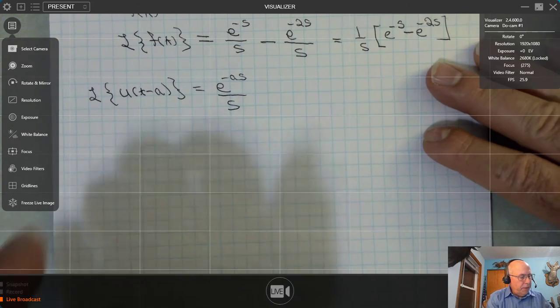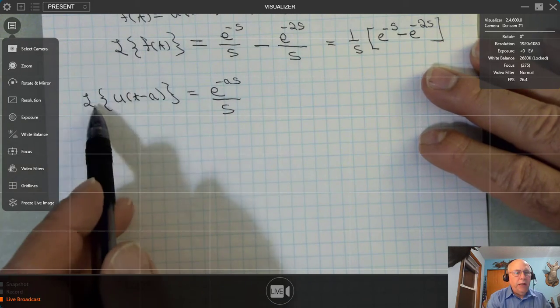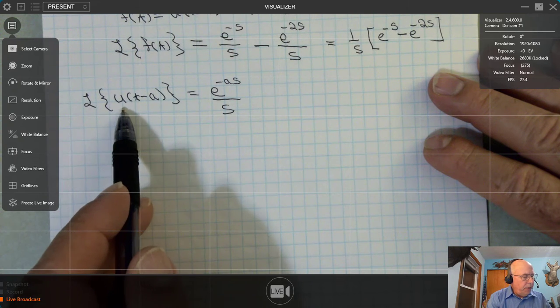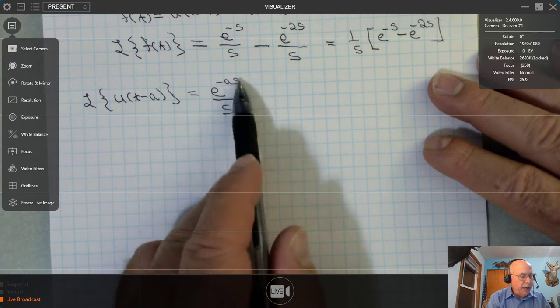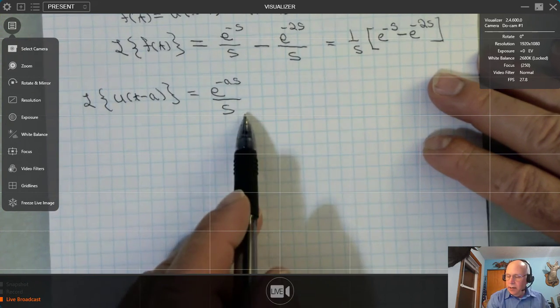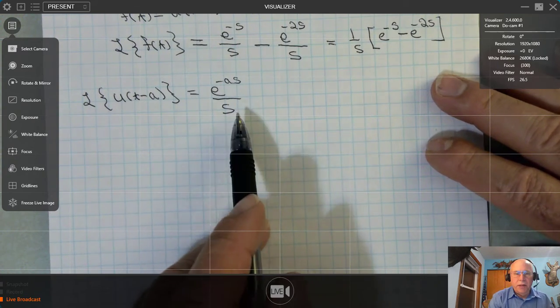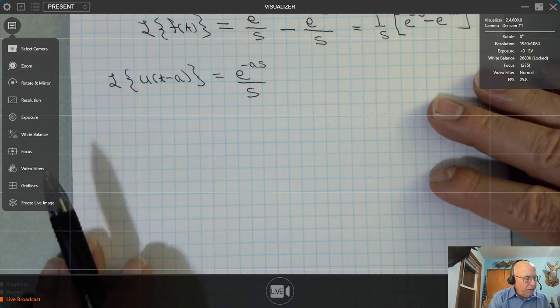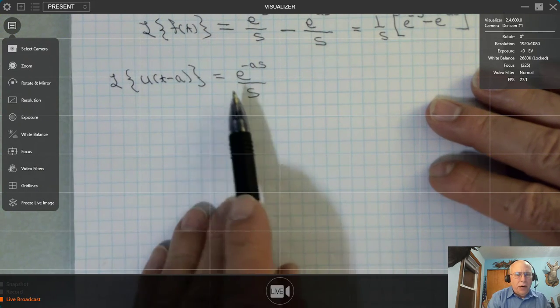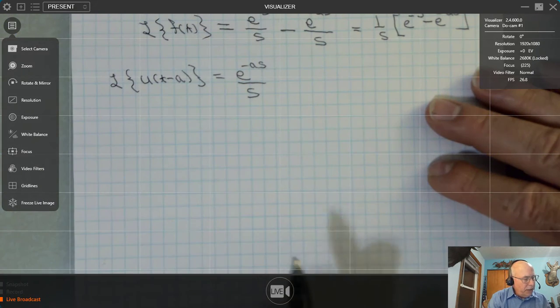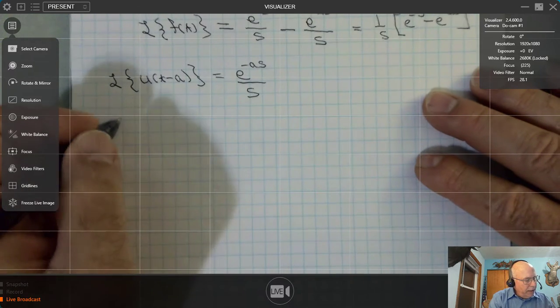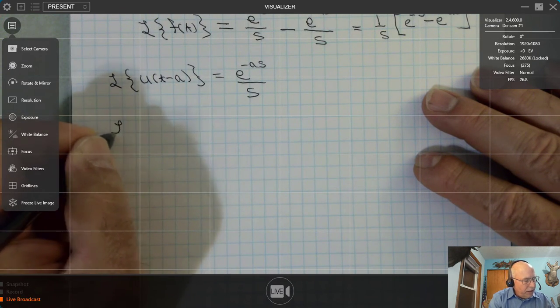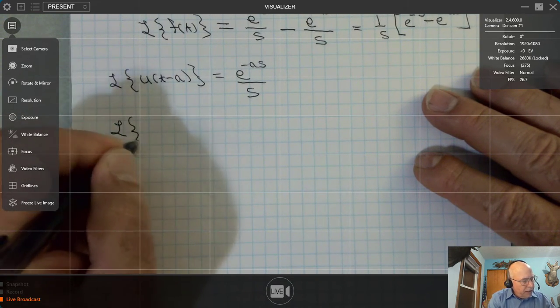In the last segment, we claimed that the transform of u(t minus a) is just e to the minus as over s. And it seems authoritative. It's off the formula sheet, but after all, I'm the one who typed up the formula sheet. So why should you believe this? Well, the reason is that we can do this calculation ourselves to see what it's equal to.